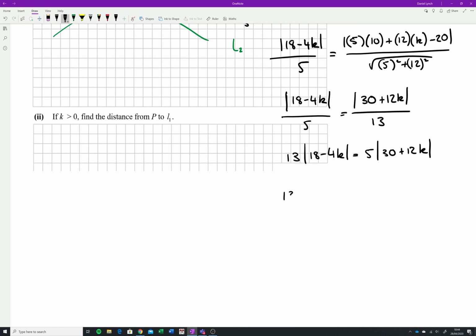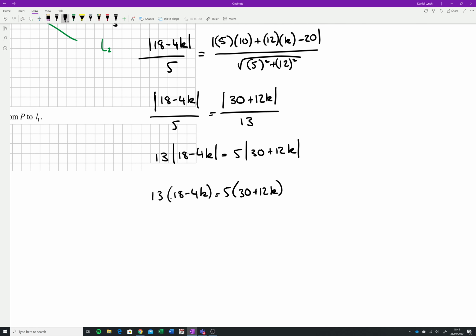What you can say is that 13 times (18 minus 4k) is equal to 5 times (30 plus 12k). So you can take one example there, and you can take another example, and it doesn't matter which one you pick, you'll end up with the same thing. 13 times (18 minus 4k) is equal to 5 times, and you just take the opposite of this, so minus (30 plus 12k). The reason for that is this.